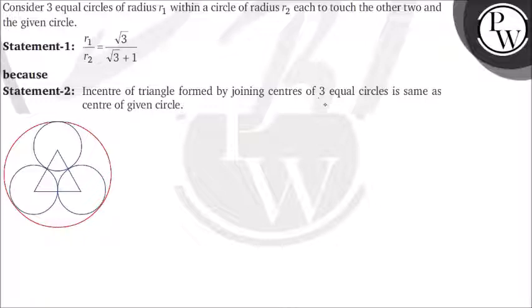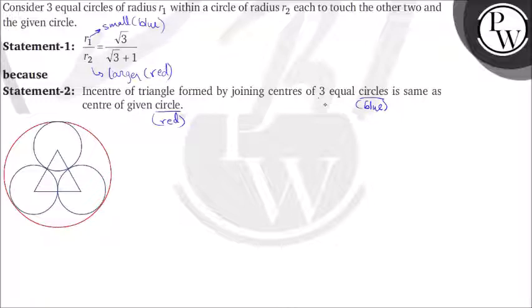Statement 1 is r1 by r2 is equal to root 3 by root 3 plus 1, where r1 is the radius of the smaller circle, the blue one, and r2 is the radius of the larger circle, the red one. And statement 2 is that the incenter of the triangle formed by joining the centers of the three equal circles, this is the blue circle in the diagram I have drawn, is the same as the center of the given circle. This circle is nothing but the red circle.